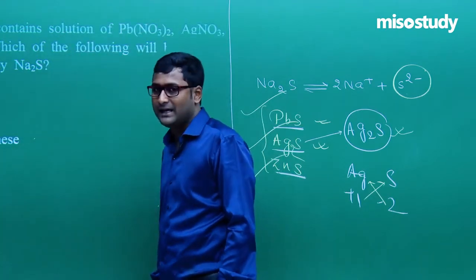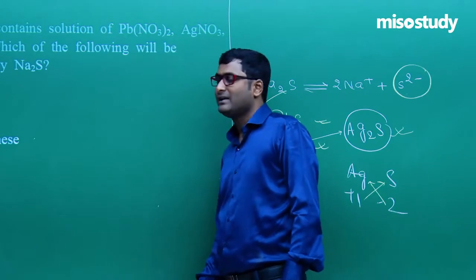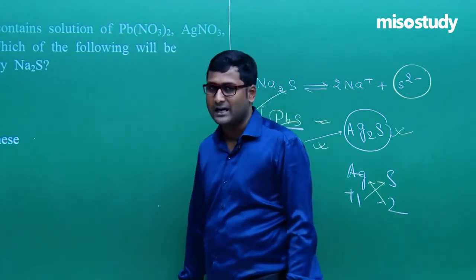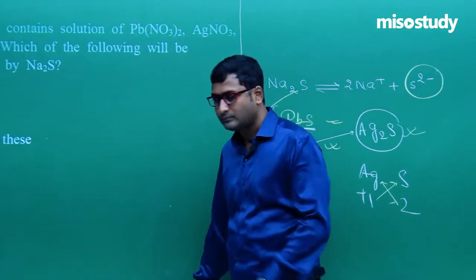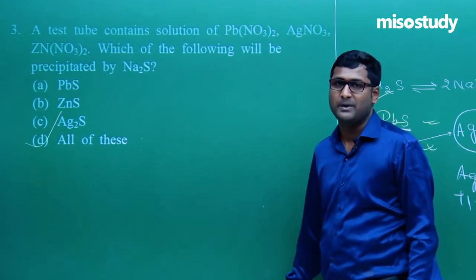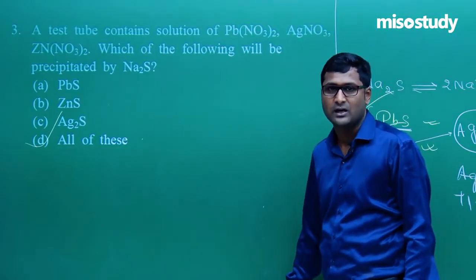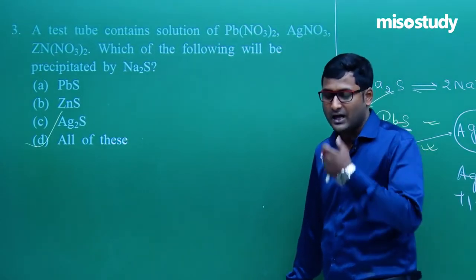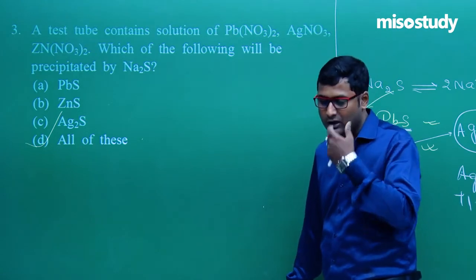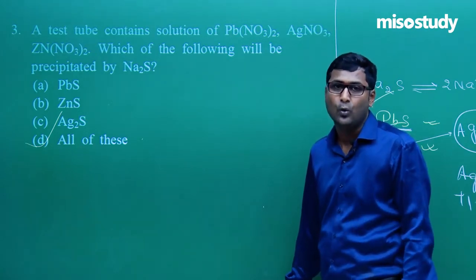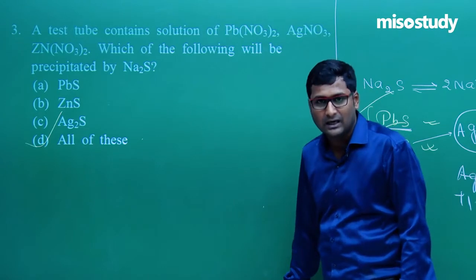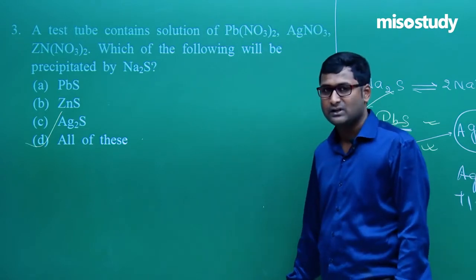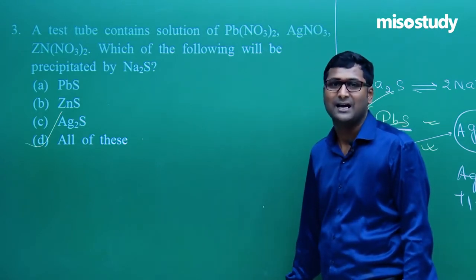Clear to you? Again I am repeating, as I told you during my lecture, this chapter is completely based on practical, experimental observation. And we know in salt analysis what we do: we find the cation and anion. First we find the anions.